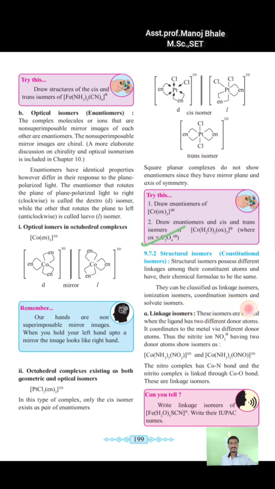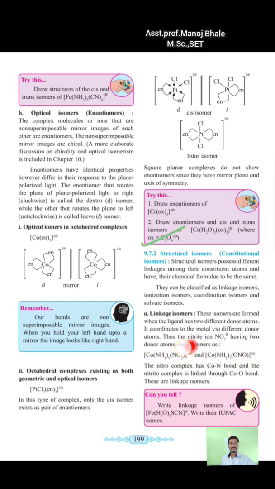Structural isomerism has further classification. Look at the classification here: linkage isomer, ionization isomer, coordination isomer, and solvent isomer. Linkage isomer, this is the example given.